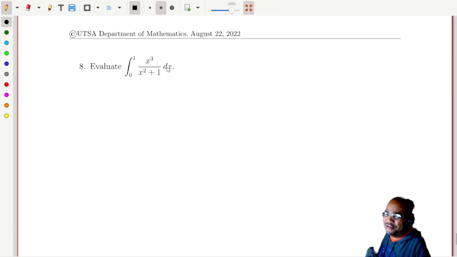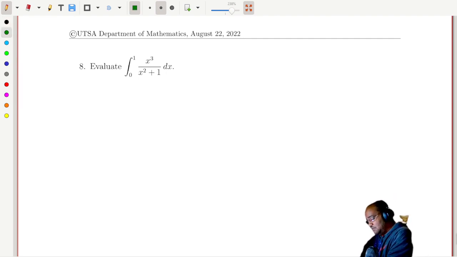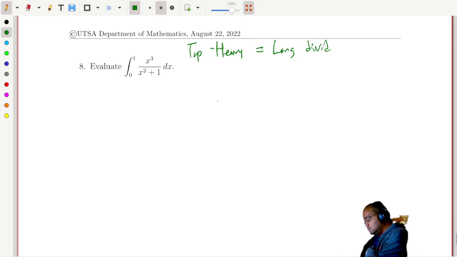Hey, I said top heavy, right? This one's top heavy, okay? So we have to use long division. So top heavy means long divide. All right, so we go ahead and set that up. So it's x cubed divided by x squared plus 1.